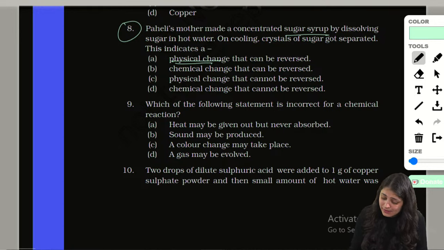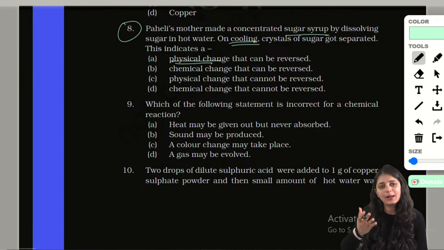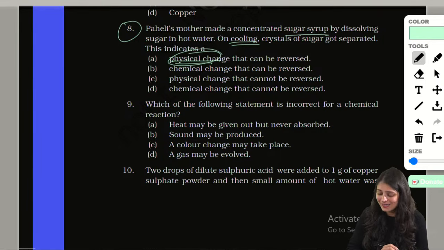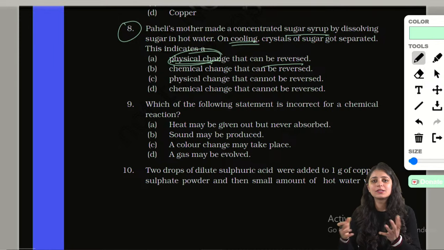Finally, आपको crystals भी किसके मिलेंगे? यहाँ पे sugar के मिलेंगे. आपकी book में copper sulfate given है. So, जिससे start किया उसी के finally आपको मिल रहे हैं. So no new substance is being formed, that means it's a physical change. And of course it can be reversed, just add water.